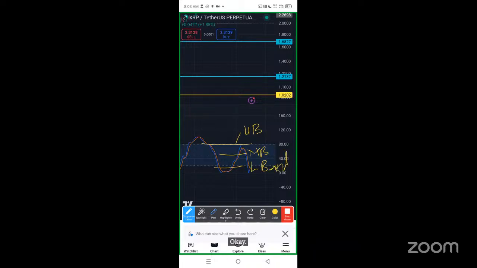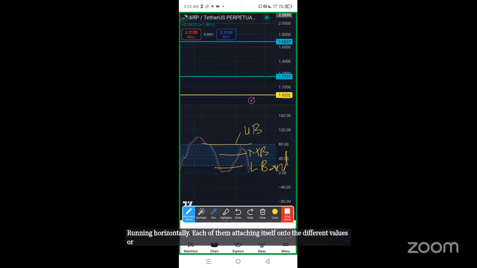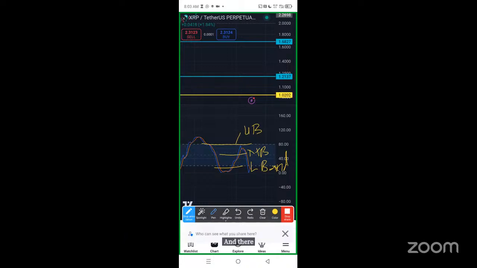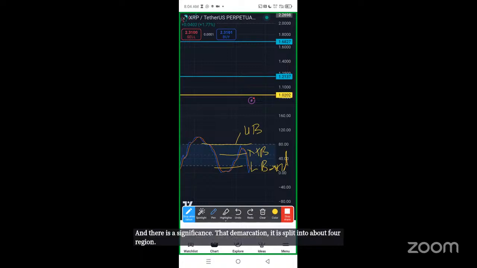So it consists of 3 bands running horizontally, each of them attaching itself onto different values or percentages. And there is a significance. That demarcation is split into about 4 regions. Okay, split into 4 regions.